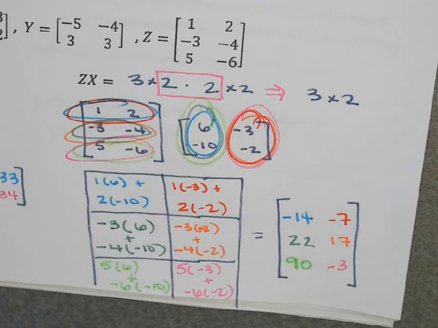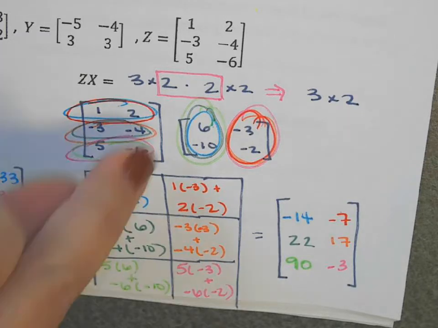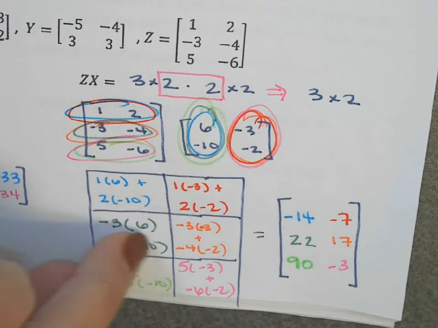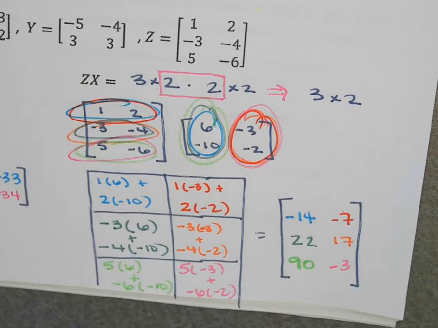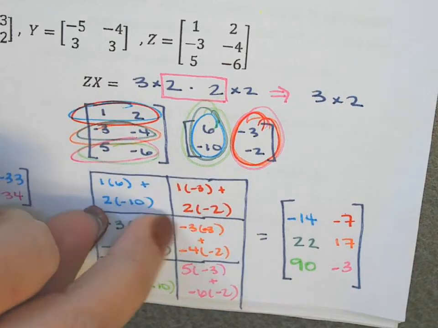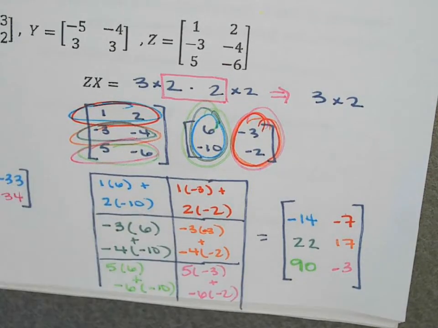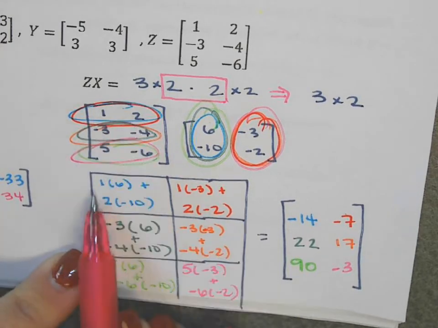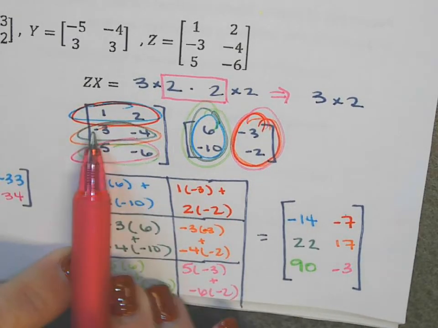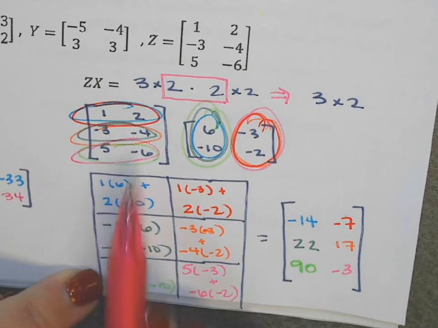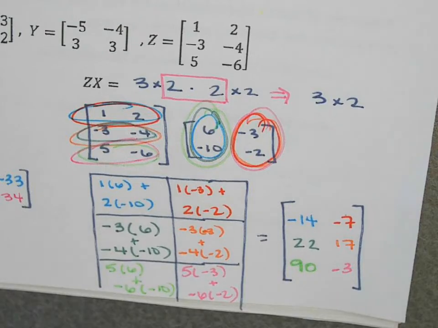Okay, so what I want to show you, so make sure you have that finished writing it down, and I'm going to show you. In the first column is 6 and negative 10, repeated in your whole first column. In your second column that you use, negative 3, negative 2, repeated. You should be able to see that right in your workbox. In the first row, you have 1 and 2, 1 and 2, 1 and 2. In the middle row, negative 3, negative 4, repeated. In the last row, 5, negative 6, repeated, in that whole last row.